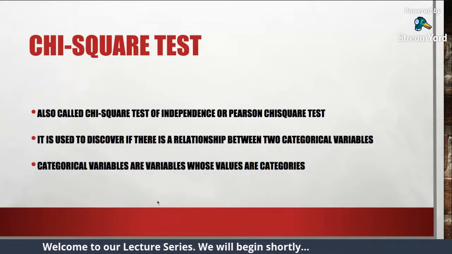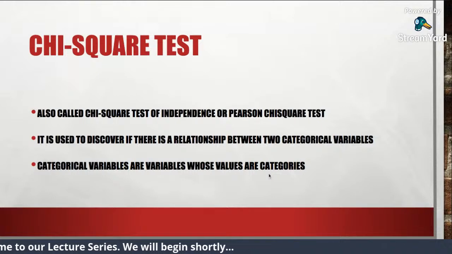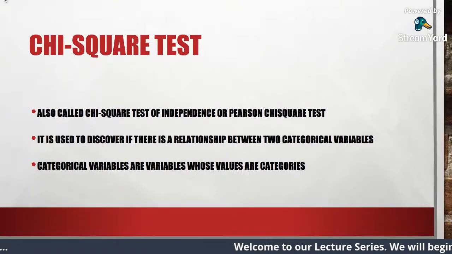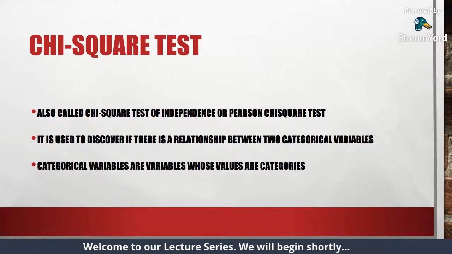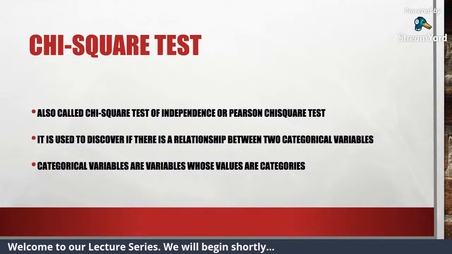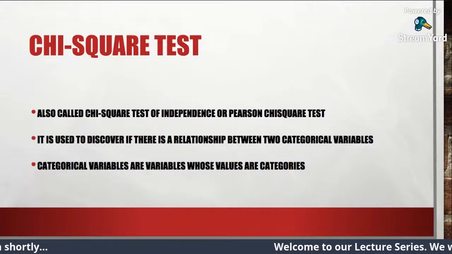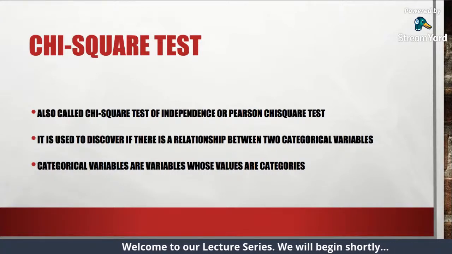Categorical variables are variables whose values are categories. Just like in my example kanina, those are examples of categories. Kaya tinawag natin sila na categorical variables. Okay, so those are the things that you need to consider before you can choose chi-square as a test for relationships.